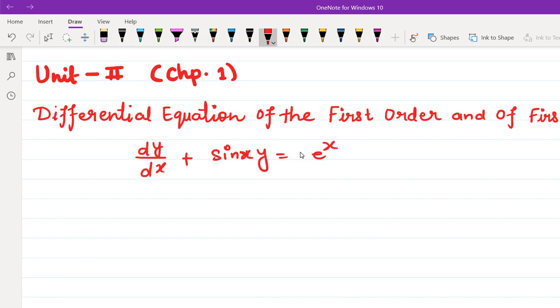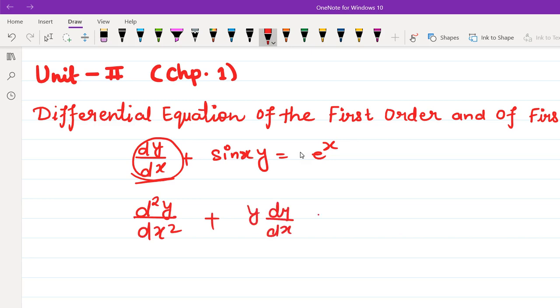In this equation, you can clearly see there is a derivative dy by dx present in the equation. Therefore, such an equation is called a differential equation. Is it necessary that we can have only dy by dx? No. You can have derivatives like this also: d square y by dx square plus y dy by dx minus sin x equals 0. In this, you can see we have a differential equation in which a second order derivative is present. So any equation in which derivative terms are there becomes a differential equation.